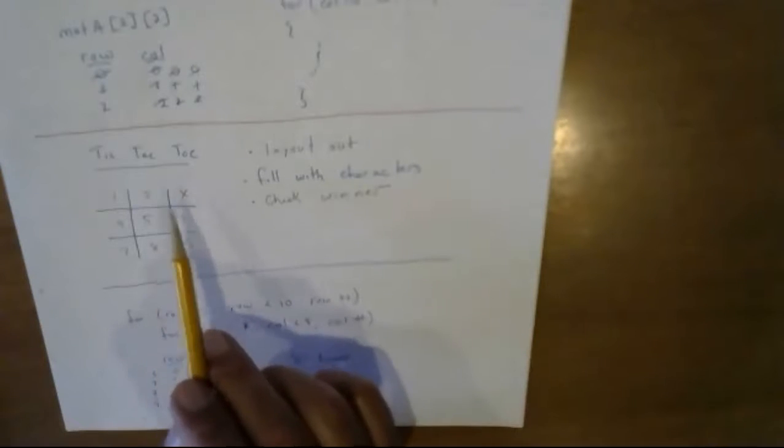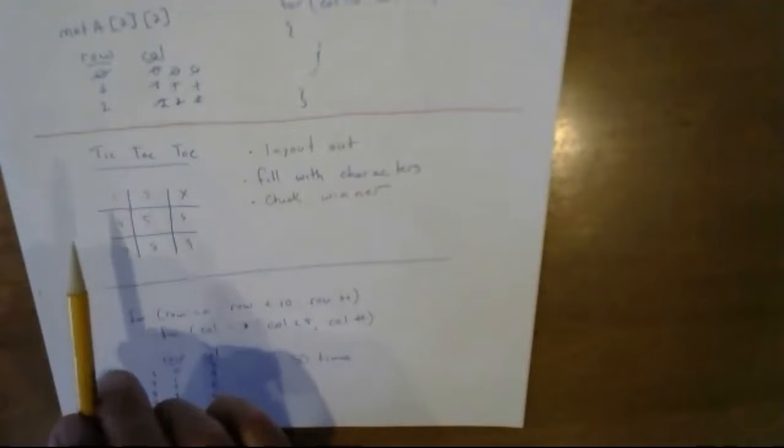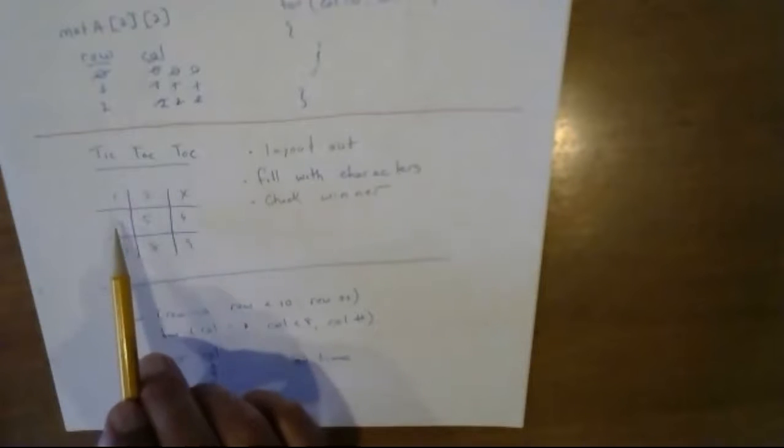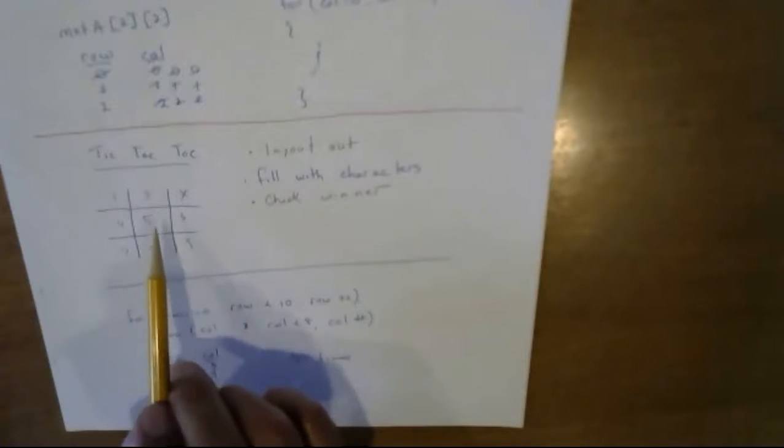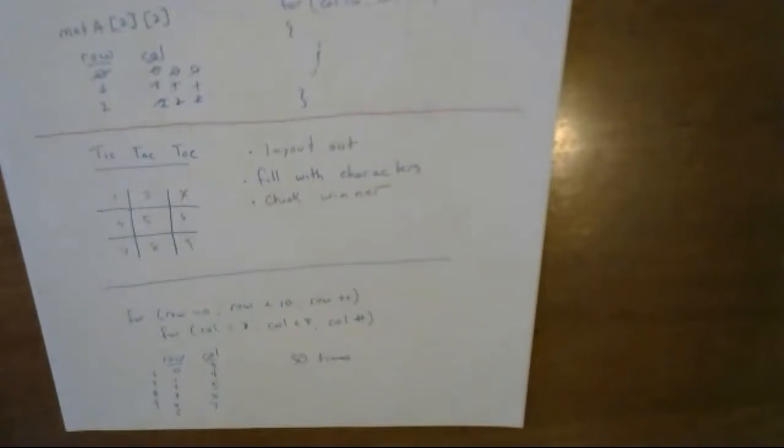No, because there's only one X on the board, right? How would I know if they win? Well, I'd have to compare these locations. And how many different ways are there to win tic-tac-toe? 9. Nope. One way, like 3 ways. Nope.